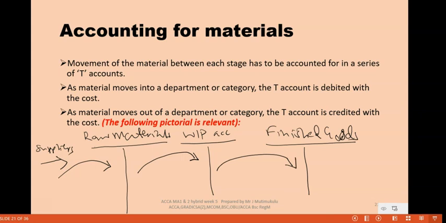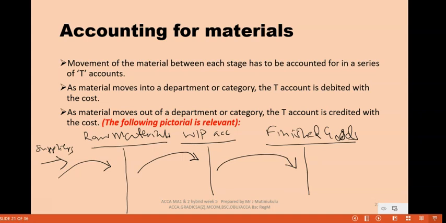So we are debiting finished goods, we are debiting inventory. We debit inventory and credit work in progress. Okay? We debit inventory and credit work in progress. Please remember this double entry because they are always going to come in your examination.